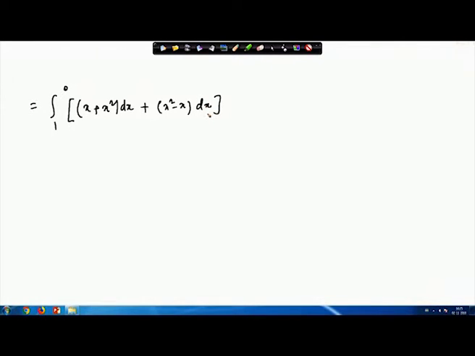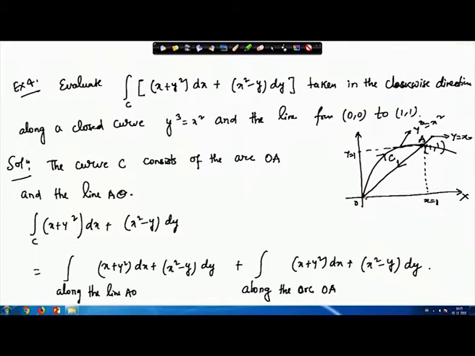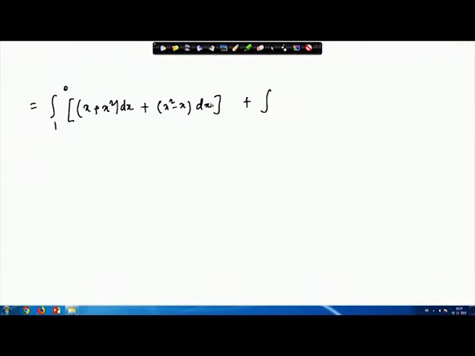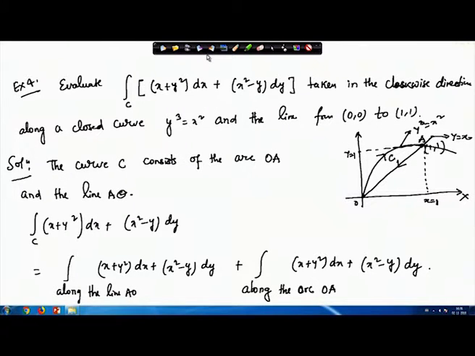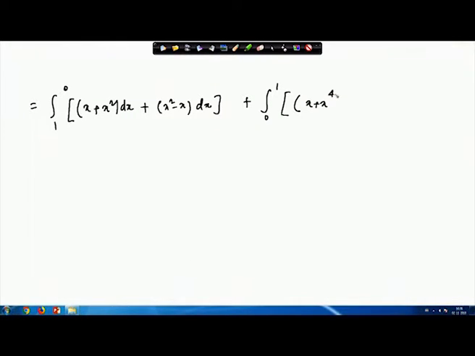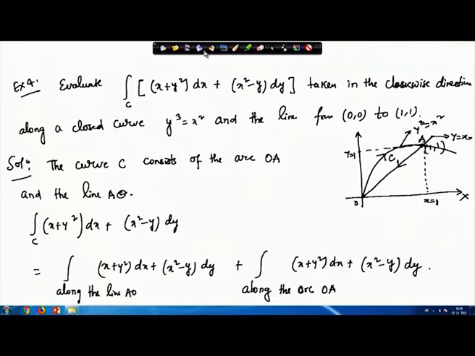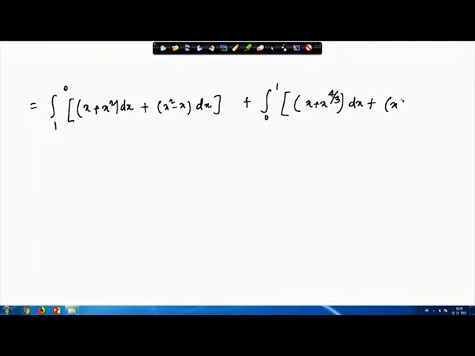So I write dx here, all right, plus for the arc x is varying from 0 to 1. So I can write again 0 to 1. I have x plus y square. So when I do y square, then it will be x to the power 4 by 3. So I can write x plus x to the power 4 by 3 dx plus x square minus y. So x square and minus y will be x to the power 2 by 3. So this will be x square minus x to the power 2 by 3. Then here dx.